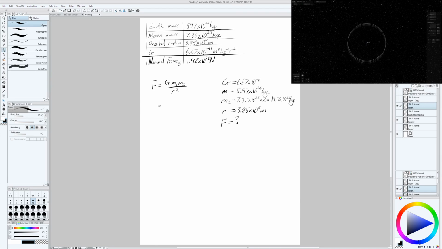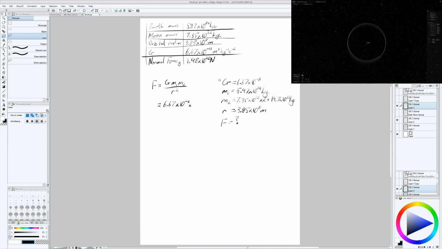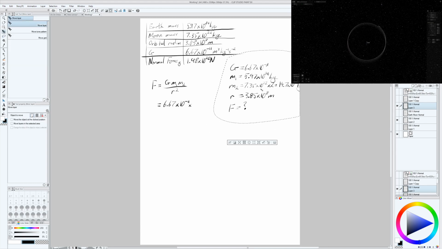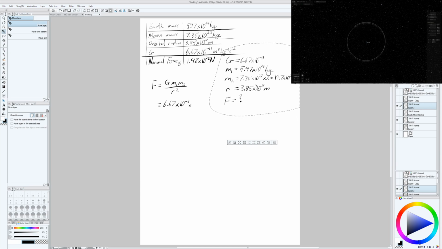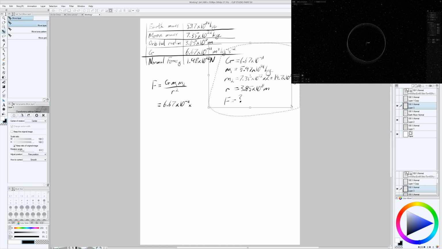So now we can plug those numbers in. So 6.67 times 10 to the negative 11 times, I'm just going to move this stuff a bit so that I have a bit more room. Actually, might even make it a bit smaller.